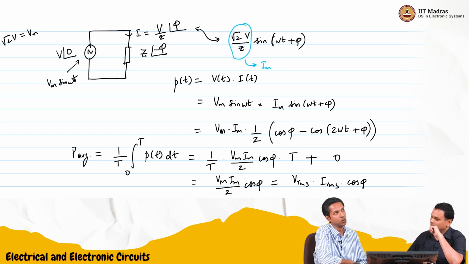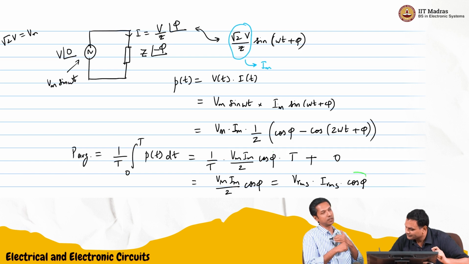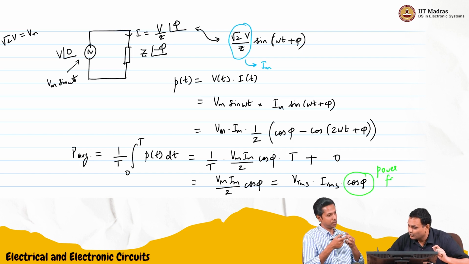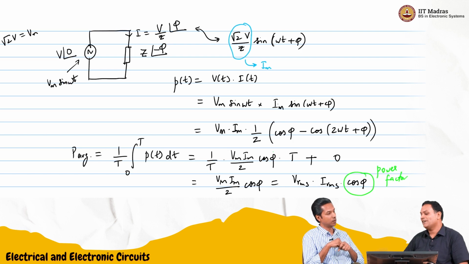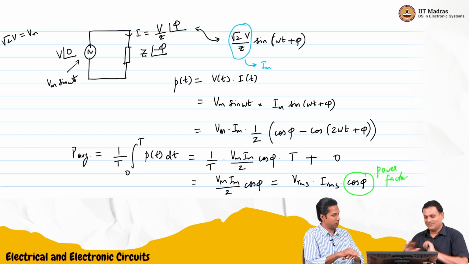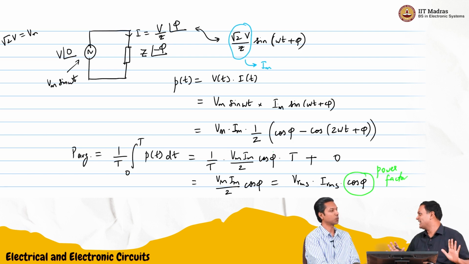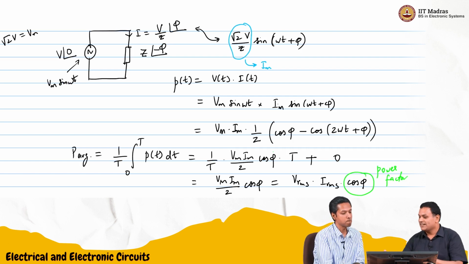Also, if it is just a resistive load, then phi is 0, cos phi is 1, and we get VRMS times IRMS. That means this equation takes care of everything, the most general case. So this takes care of resistive, capacitive and inductive cases, all of them. Makes sense.